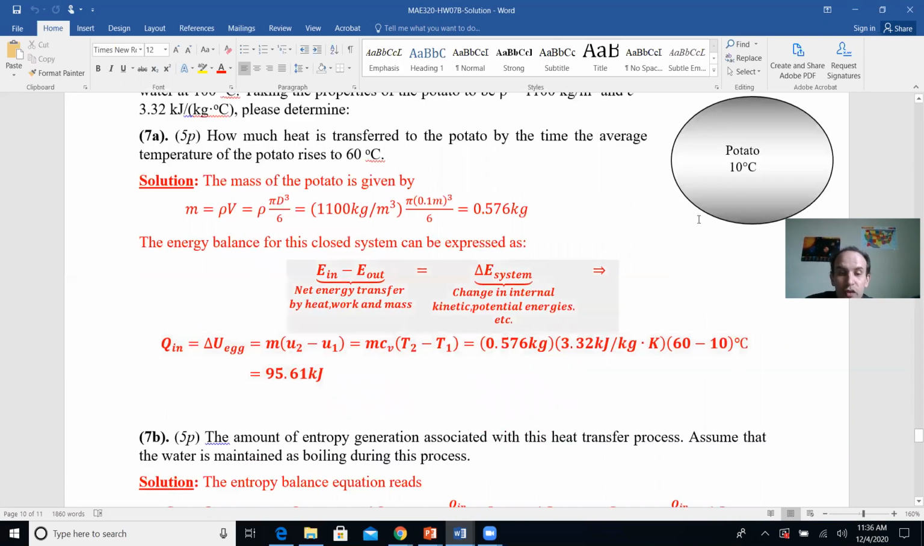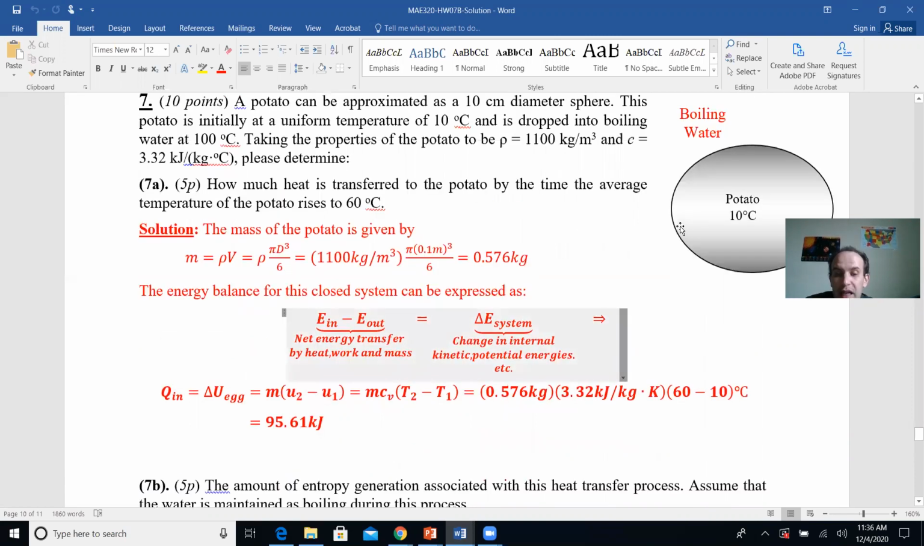And then what you will do is, for the potato, there is no work done in the process. If you want to find heat transfer, what will you have? You will write that Q is equal to the energy change, U2 minus U1. So it's exactly the same as we considered before.